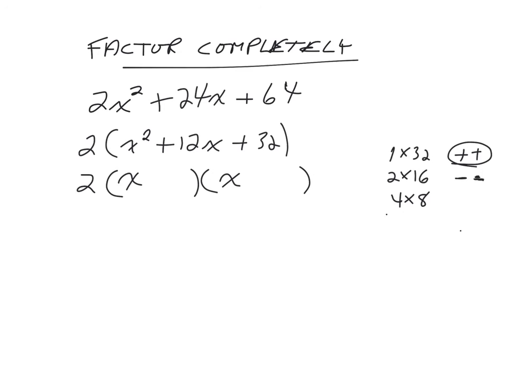So we're looking to do a positive for each of these combinations. So 1 and 32 would give me 33. 2 and 16 would give me 18. A 4 and an 8, both being positive, would give me 12. So that means I'm going to put a 4 in there and an 8 in there.